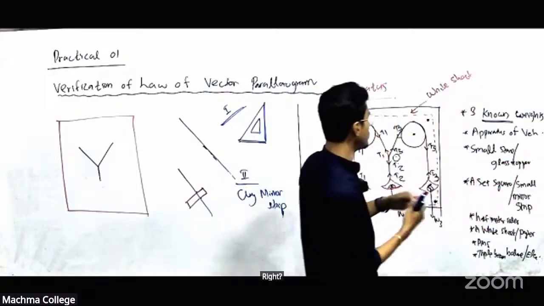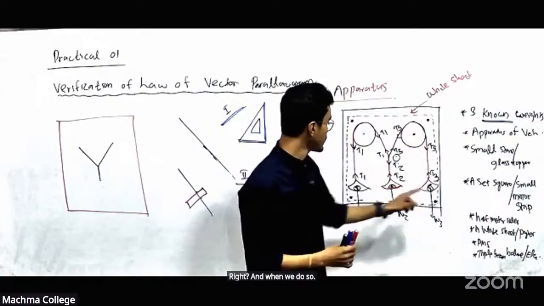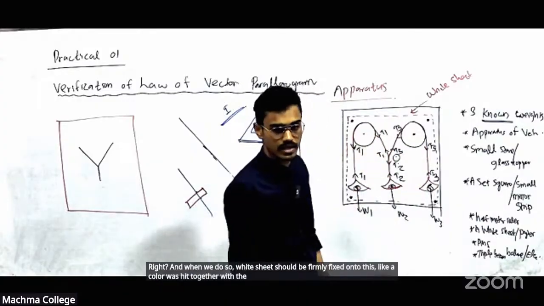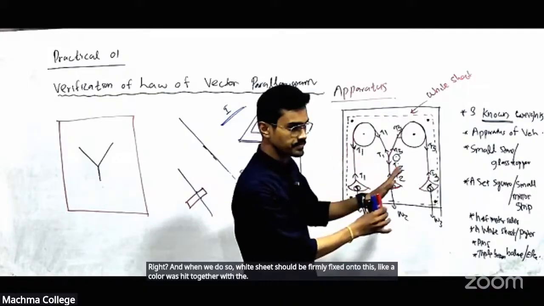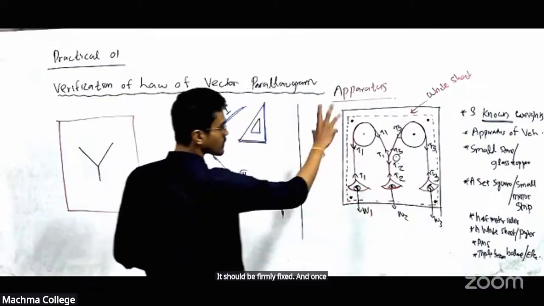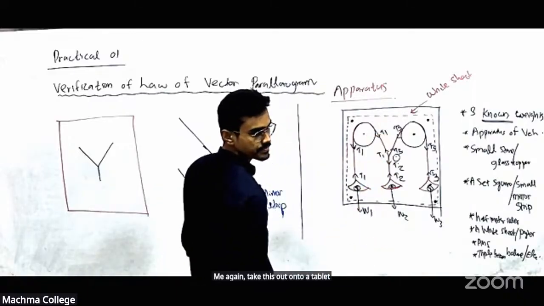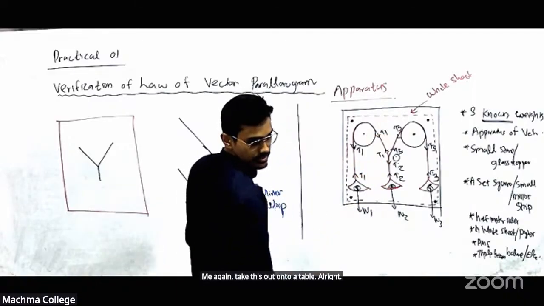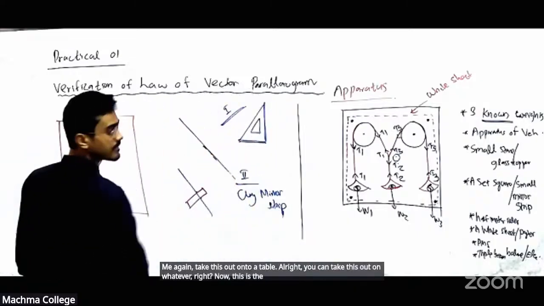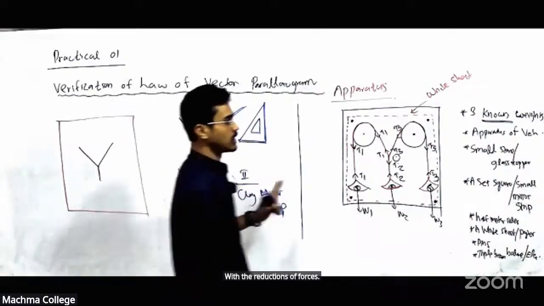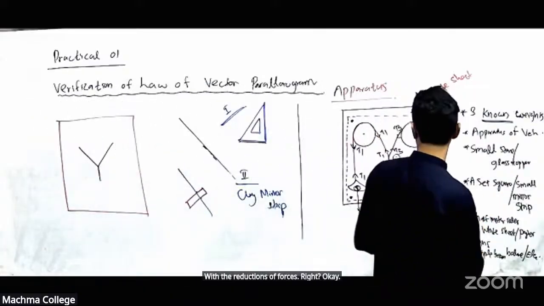And when we do so, the white sheet should be firmly fixed onto this. Once these 3 directions are marked on the white sheet, we can take this out onto a table. Right? Now this is the white sheet we have with the directions of forces. Okay. There are a few more things to explain.